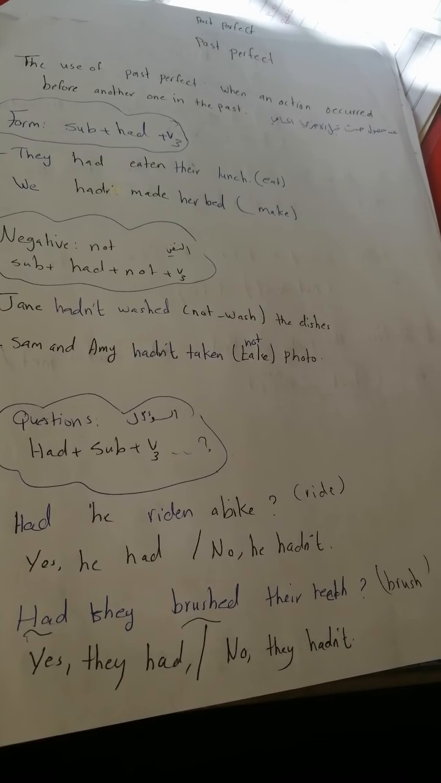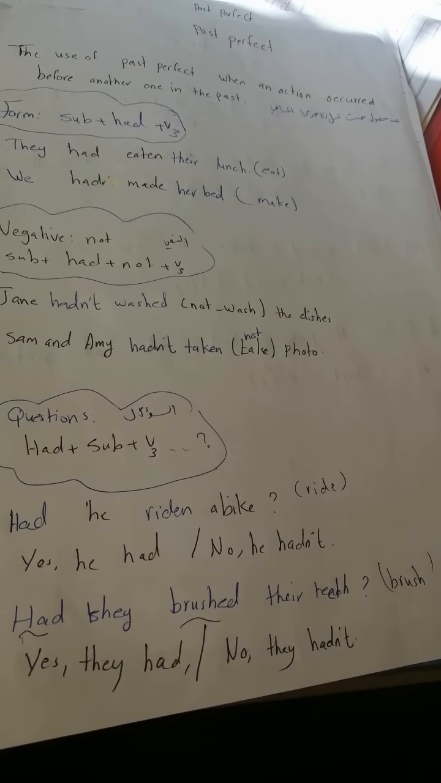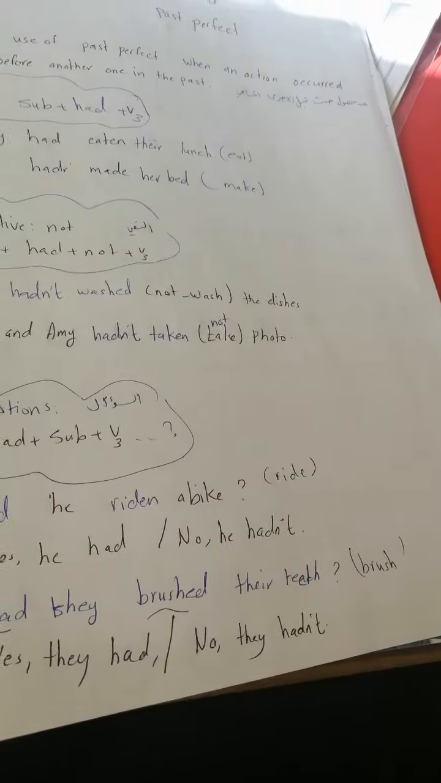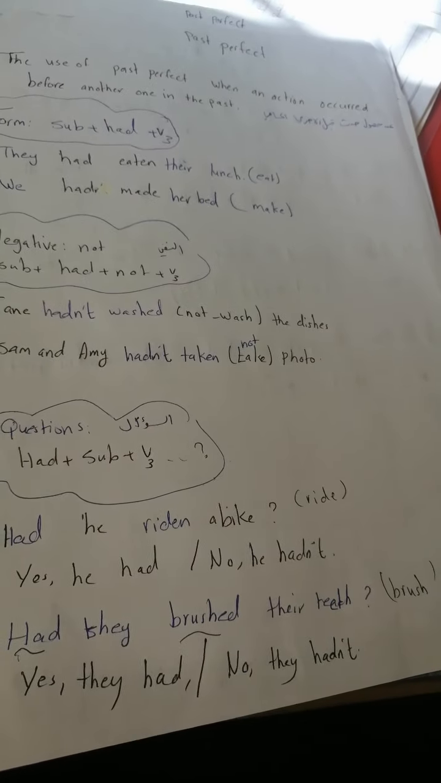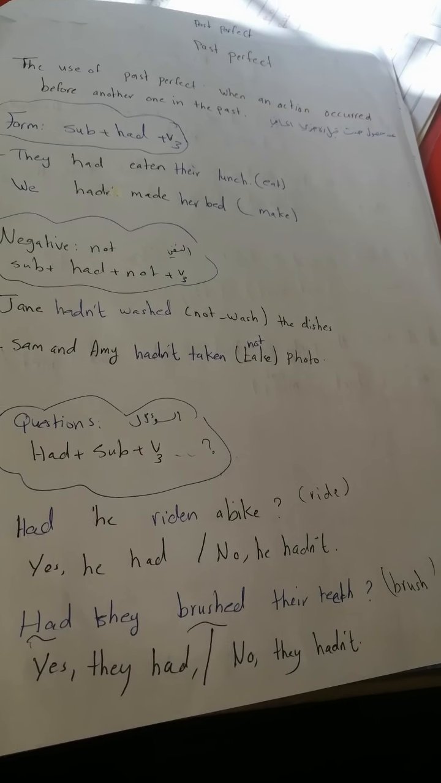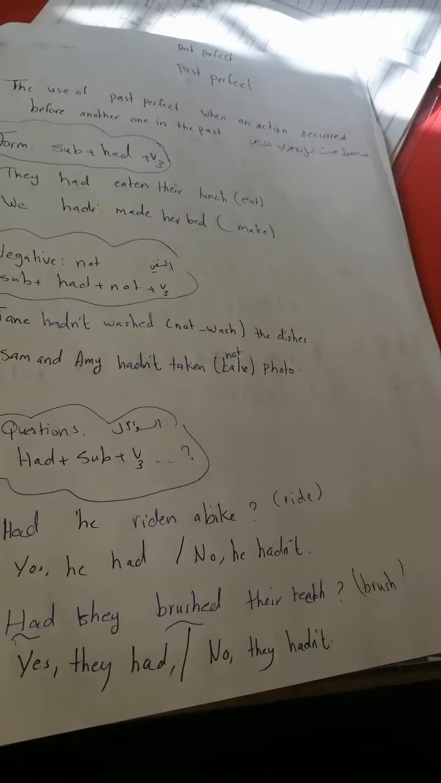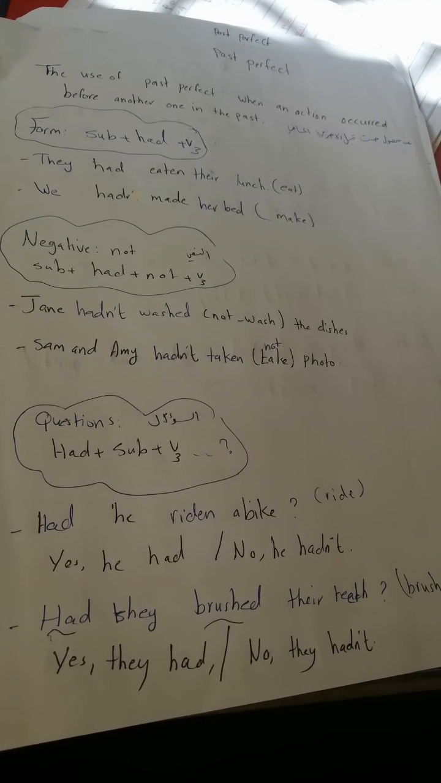Today, our lesson is about past perfect. I want to make a quick revision about past perfect. The use of past perfect is when an action occurred before another action in the past. يعني عند حدوث أو حصول حدث قبل الحدث الآخر في الماضي.